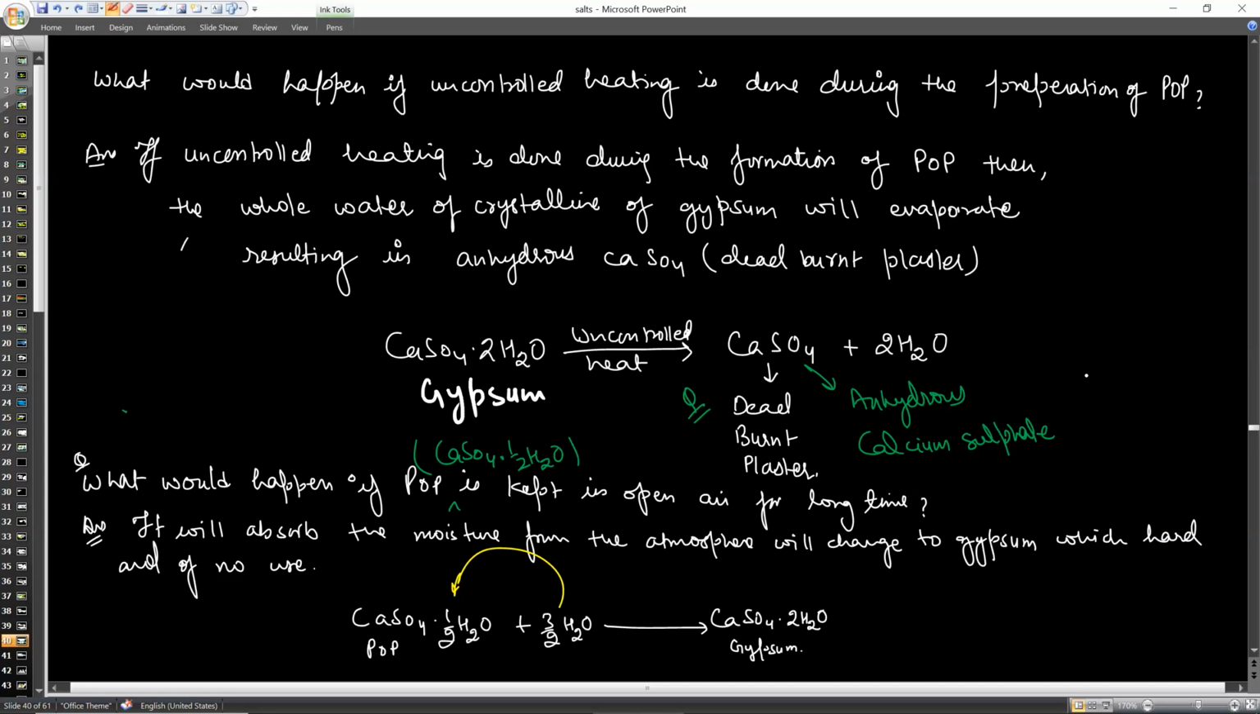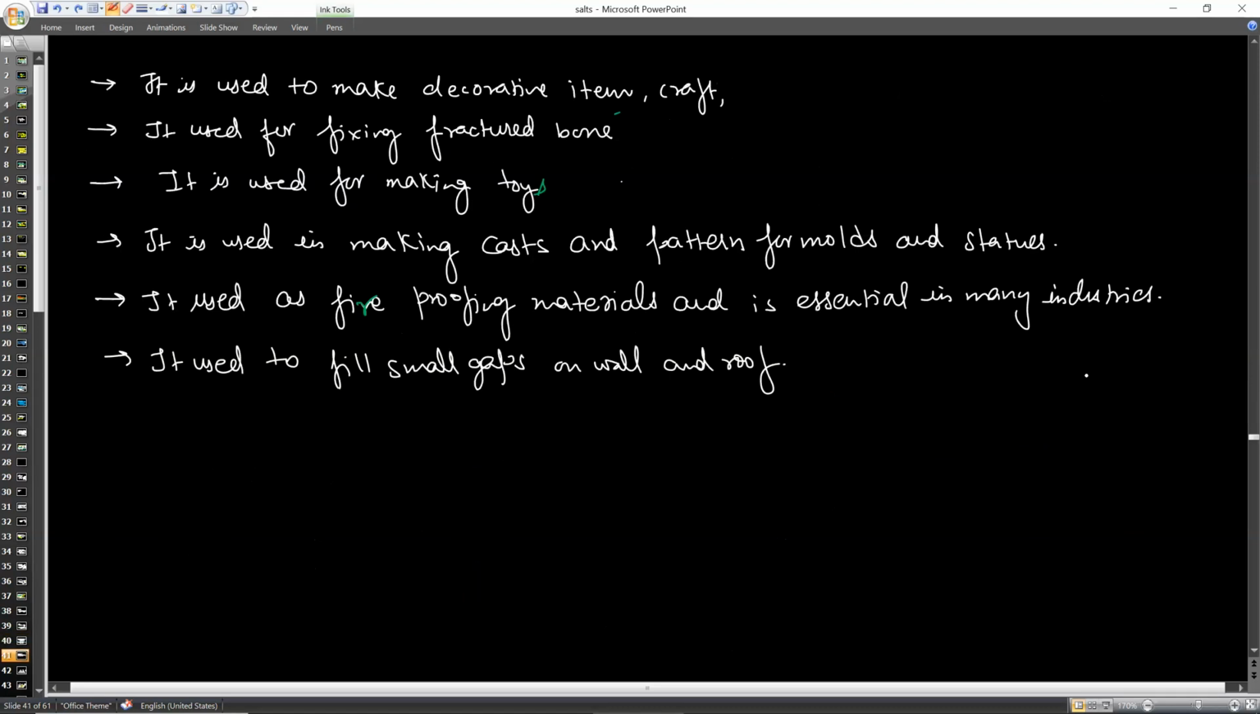Take the screenshot of this one. It is used for making decorative items. It is used for joining fractured bones. It is used for making toys. The uses of plaster of Paris: it is used for making crafts, patterns, molds, and statues. It is used for making fireproof materials. It is used for filling small gaps on walls and roofs. So this is POP. Noted.